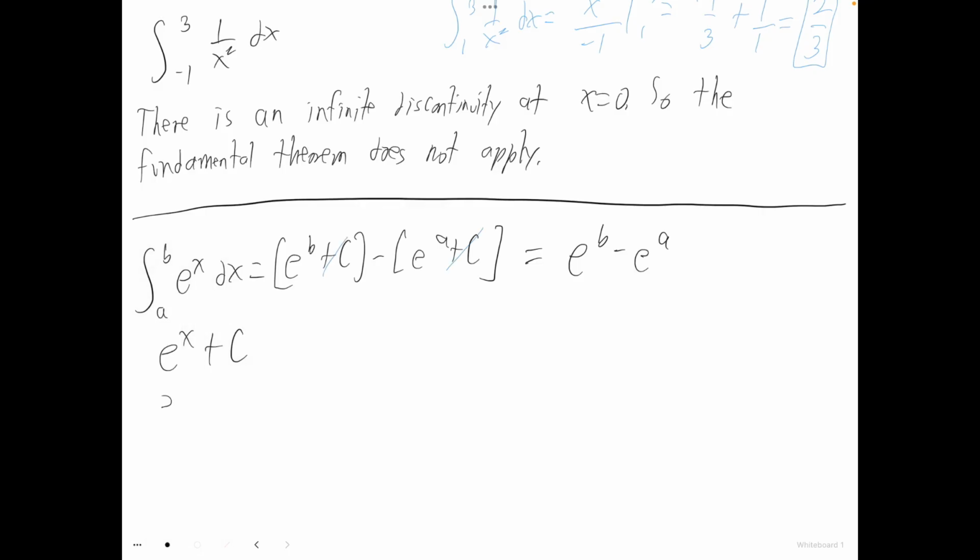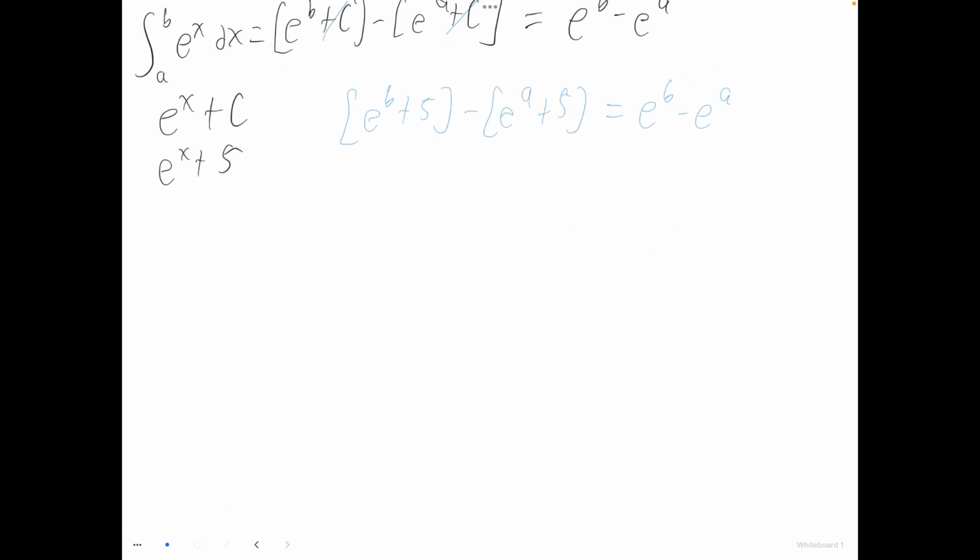So say I was looking at e to the x plus 5. That is an antiderivative. What happens when we do this is e to the b plus 5 minus e to the a plus 5. The 5's cancel out and we just get e to the b minus e to the a. And that'll happen no matter what antiderivative you pick. If you don't pick the constant to be 0, it's just going to cancel out. So we can always assume in the antiderivative we take when using the Fundamental Theorem of Calculus Part 2 that we're just taking the one with a constant of 0. Because if we didn't, we could have simplified it, and it wouldn't change the answer.